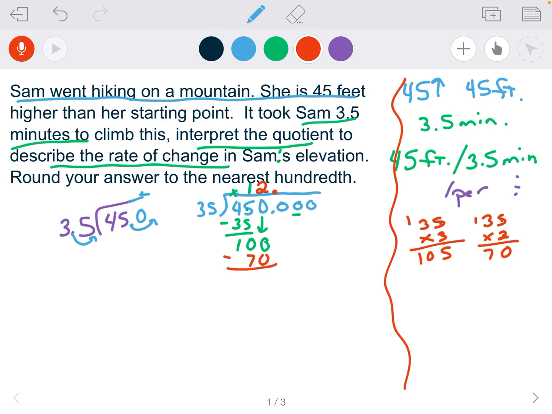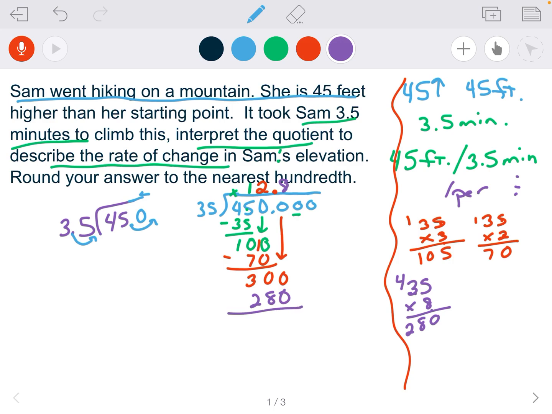35 times 2 is 70, and subtract. 0 take away 0 is 0. 10 take away 7 is 3. And then I'm going to bring down my next 0. So I'm looking for how many times 35 will go into 300 without going over. So I'm going to kind of guess here. I'm going to try 8. 8 times 5 is 40, carry the 4. 8 times 3 is 24, plus 4 is 28. That was a good guess on my part. So the 8's going to go right here.